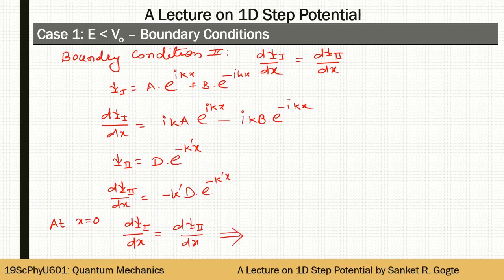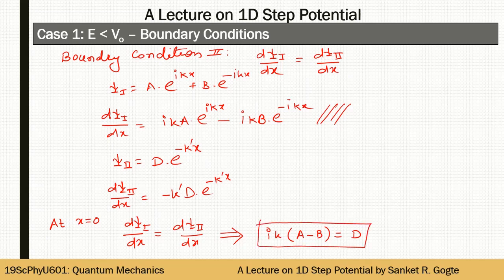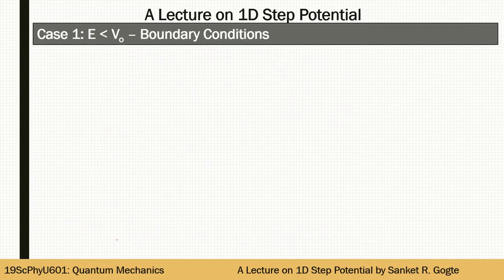What we get is, I can take ik common on the left hand side, and therefore what I have is ik times a minus b is equal to k prime d. So this is my second boundary condition. Let me once again write both the boundary conditions. The first boundary condition is a plus b is equal to 0, and the second boundary condition is ik a minus b is equal to k prime d.